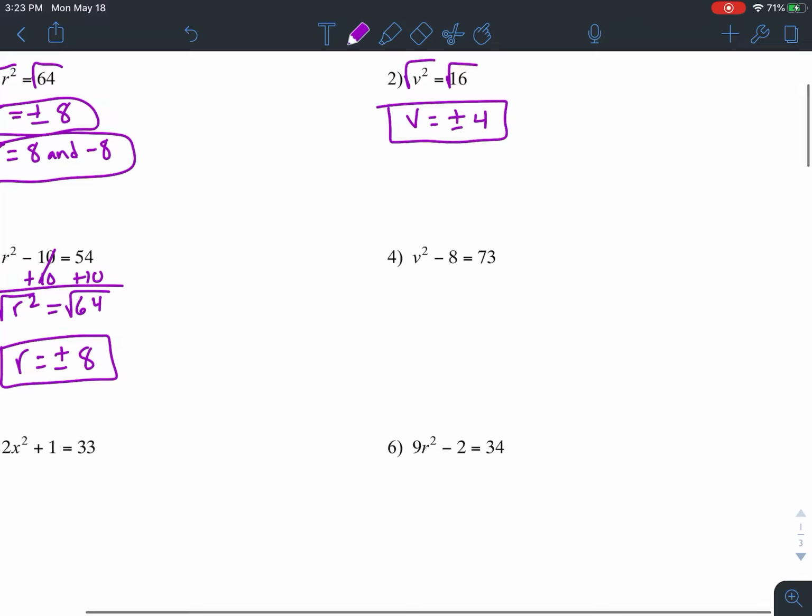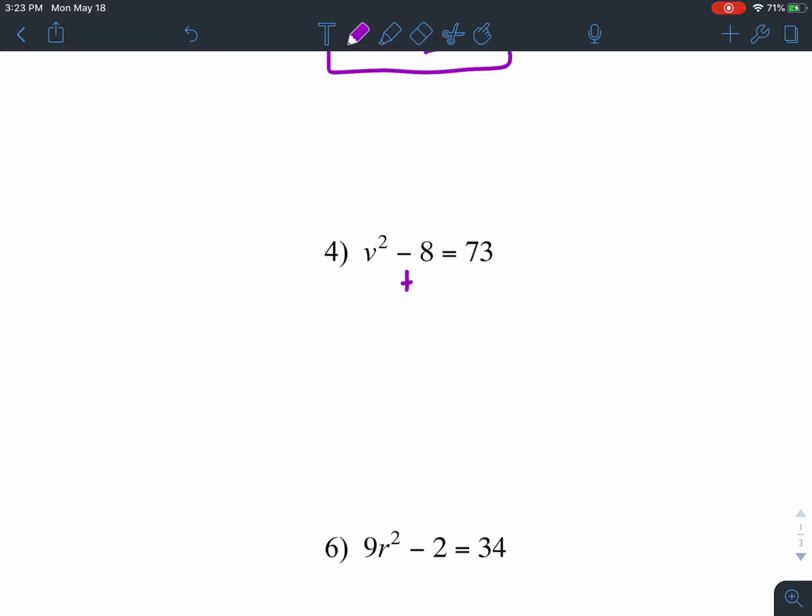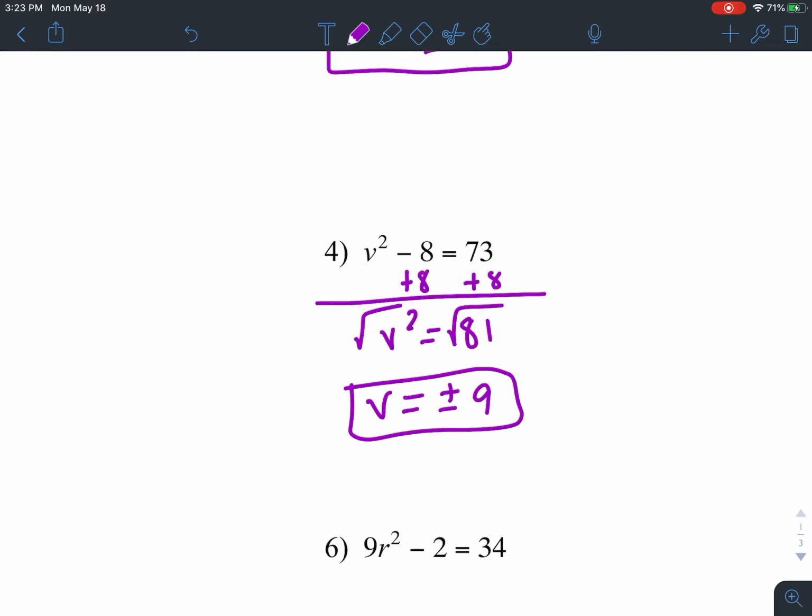Okay, number 4. I need to get v squared by itself. So I'm going to add 8 to both sides. And you would get v squared equals 81. Square root both sides. You're going to get v is plus or minus 9. And there's your answer to number 4.